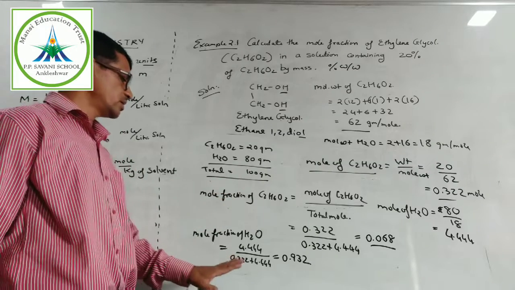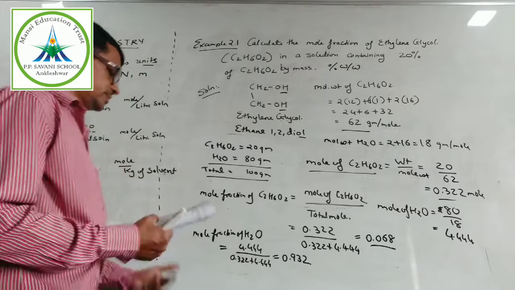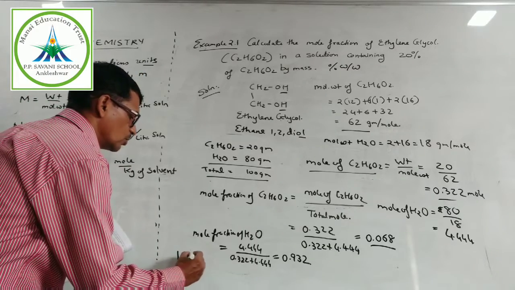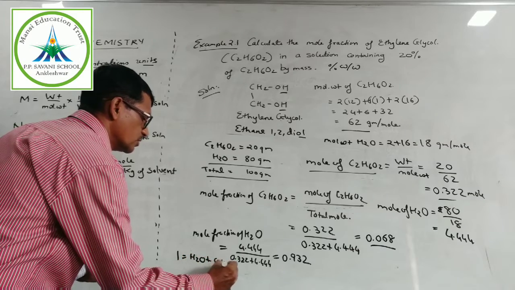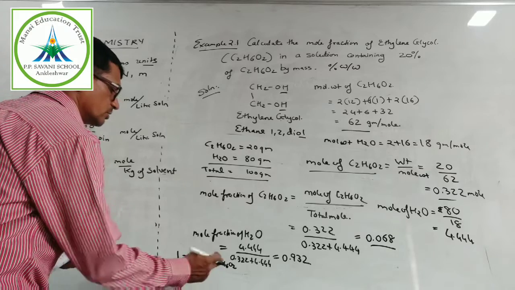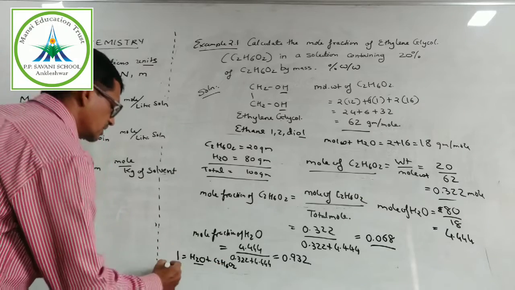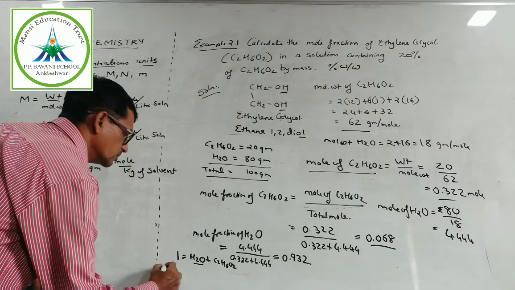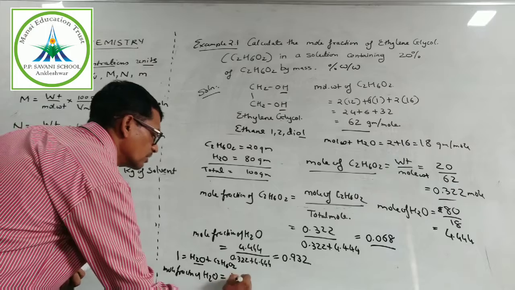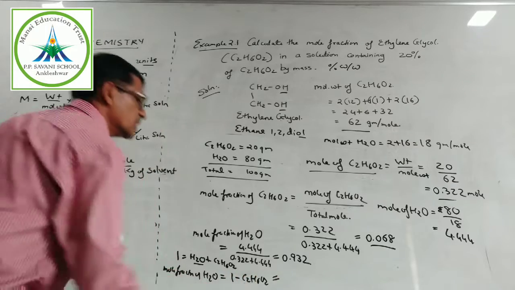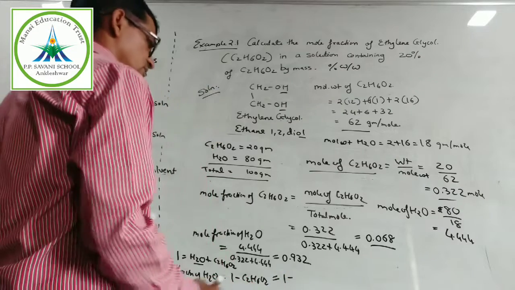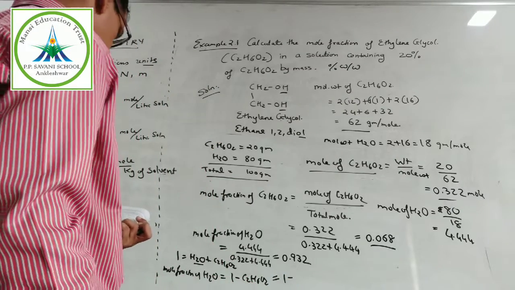So a second method you can also apply for finding the mole fraction of water. Okay, the sum of mole fractions is equal to 1, which is mole fraction of water plus mole fraction of ethylene glycol. If you want to find the mole fraction of water, then 1 minus that of ethylene glycol. So mole fraction of H2O is equal to 1 minus that of C2H6O2. That will give 1 minus 0.068.